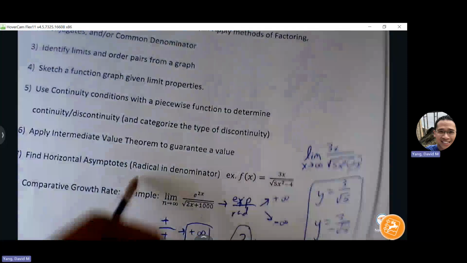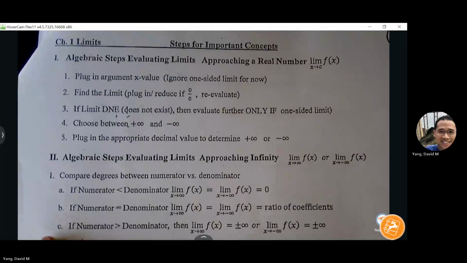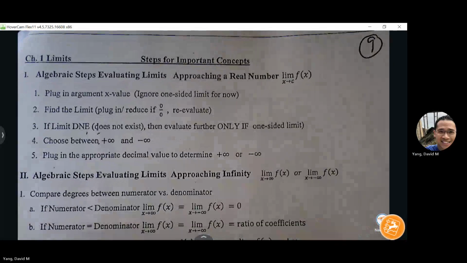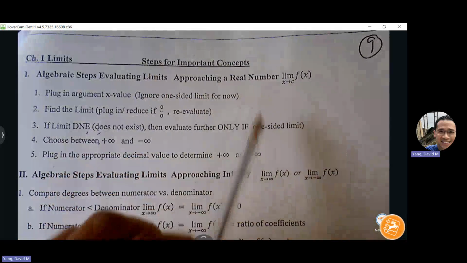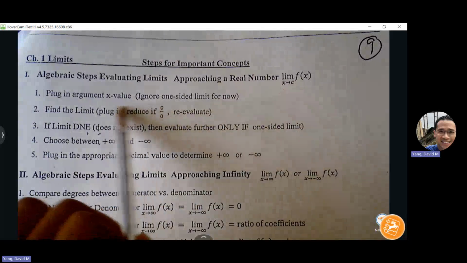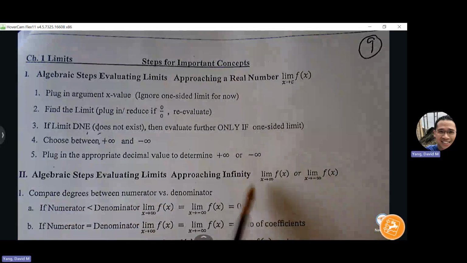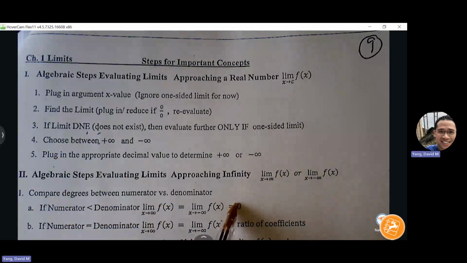So let's go to, let me do the highlighting of the steps here. So page 9. Okay. So we talked about how there are two main categories, right? If you see approaching a real number, you're doing direct substitution, right? Plug in that x value. If you see infinity, you're comparing degrees, right? See which one has a higher degree, and then go through that process.